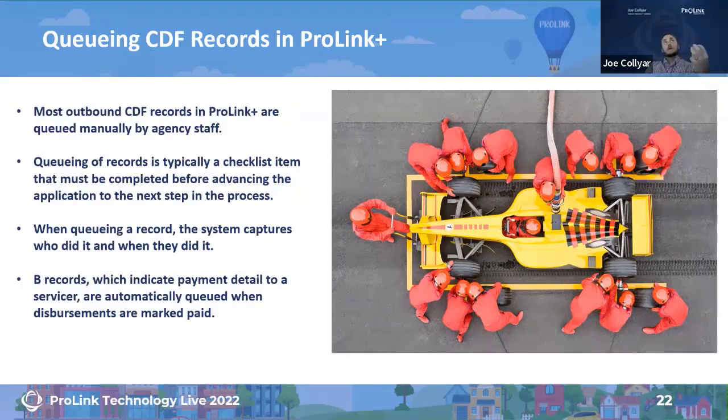Our reinstatement information is stale. We need to request new information. Those kinds of things. Queuing of records is typically going to be a checklist item. So as someone is working on an application, in order for them to keep moving that application forward, they're going to have to verify that they've queued that CDF record. When a record is queued, we do capture who did it and when they did it.